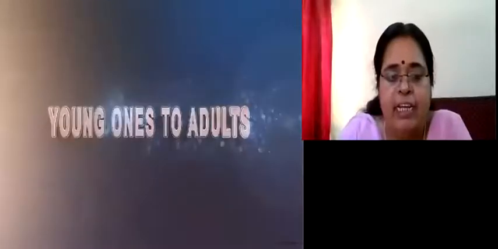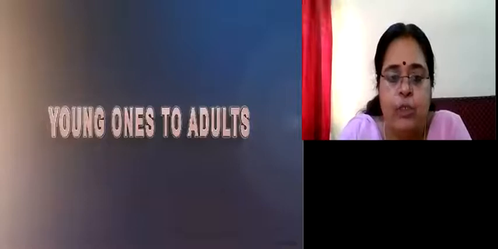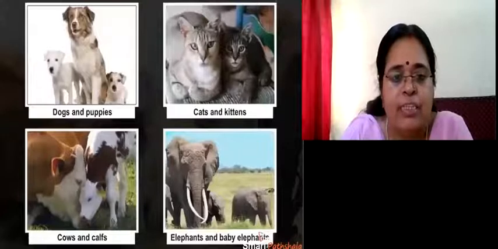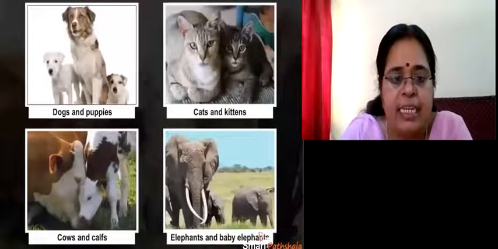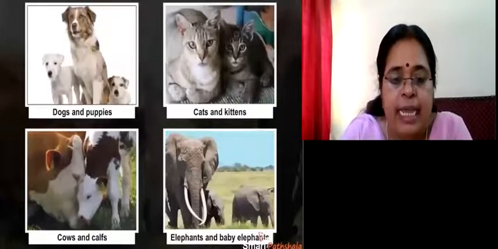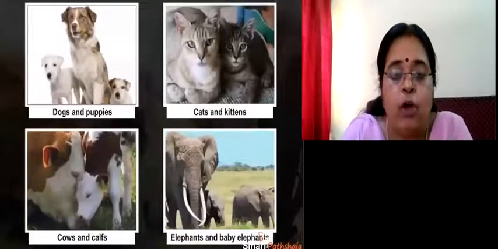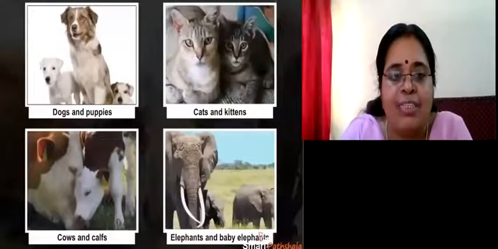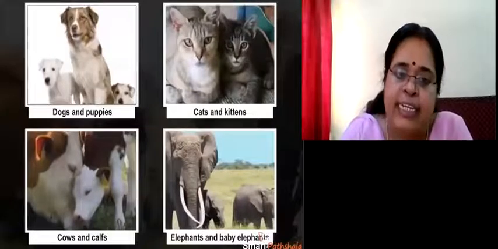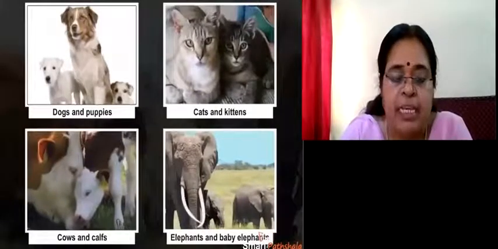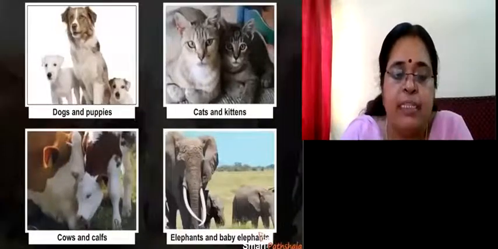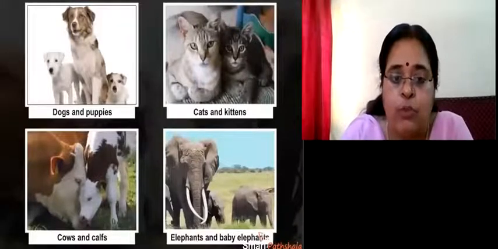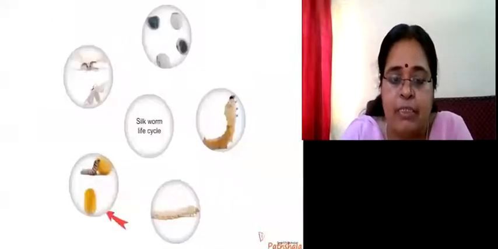So children will be studying how the young ones turn into adults. Is it a direct method or is it an indirect method? Now you can see on the screen dogs and puppies, cats and kittens, cows and their calves, elephants and the baby elephants. They all belong to a category of mammals. That means they are viviparous. That means they give birth to the young ones directly. Their young ones look identical to their parents, even though they might be smaller in size, because it is a direct form of development, when the growth is taking place inside the mother's body.